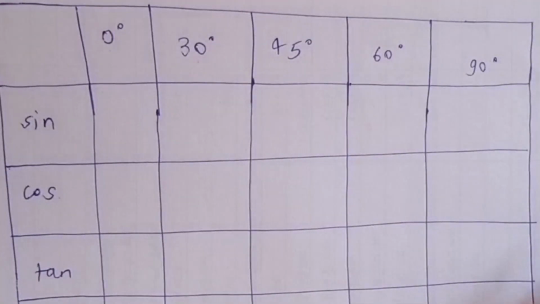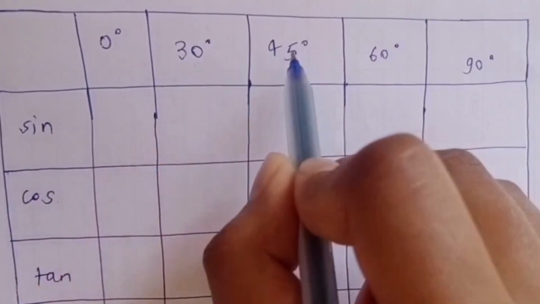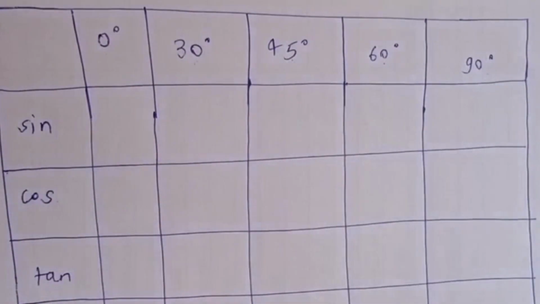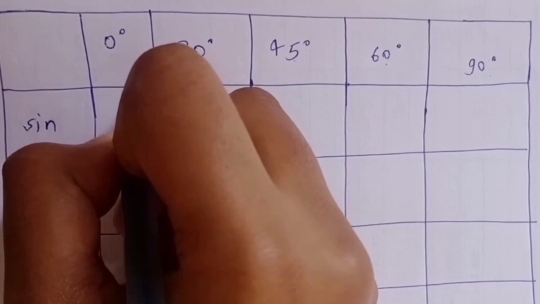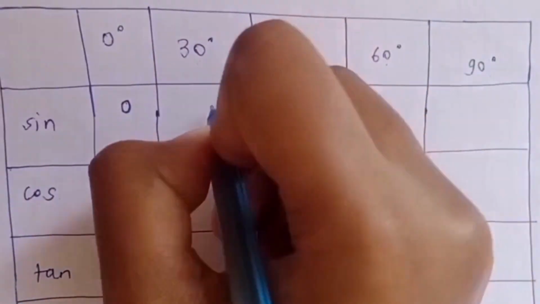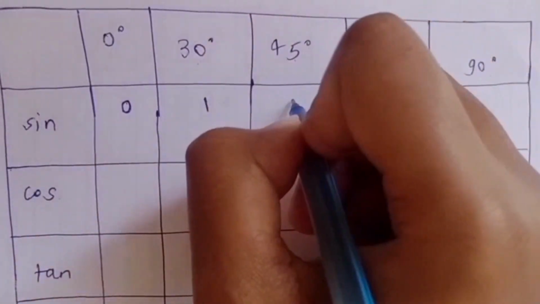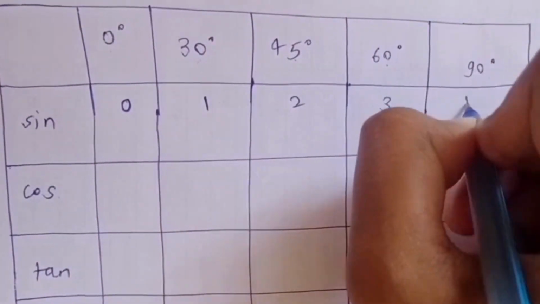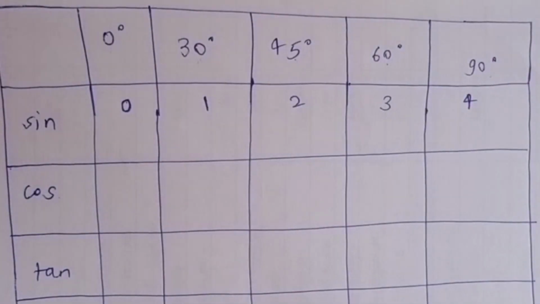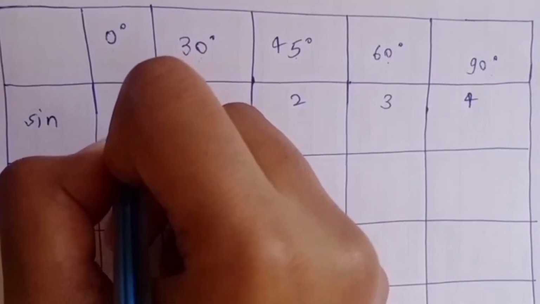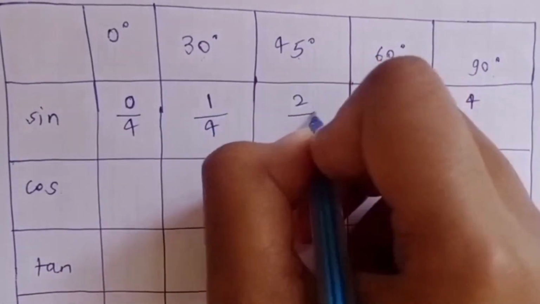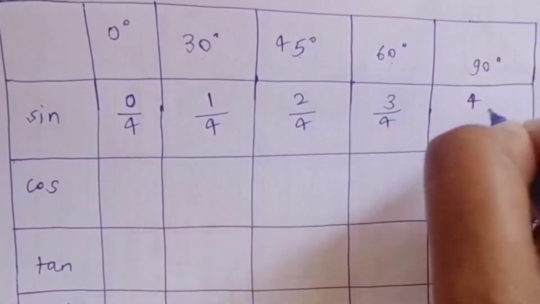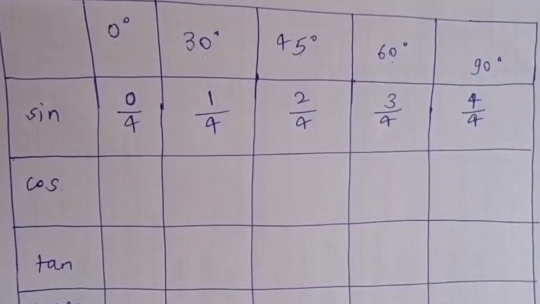Let's see the value chart of 0 degree, 30 degree, 45 degree, 60 degree and 90 degree. In this chart, I have some tricks. Start writing numbers 0 to 4. So 0, 1, 2, 3 and 4. Divide each number by 4. So 0 by 4, 1 by 4, 2 by 4, 3 by 4 and 4 by 4.